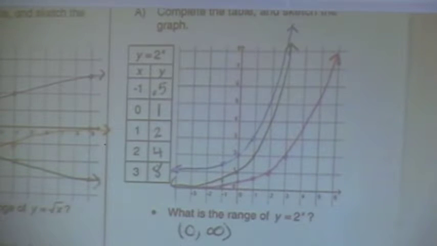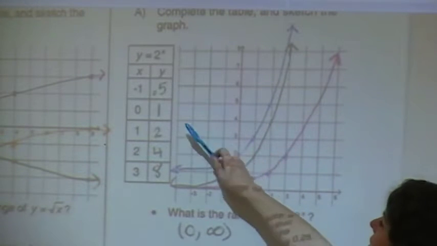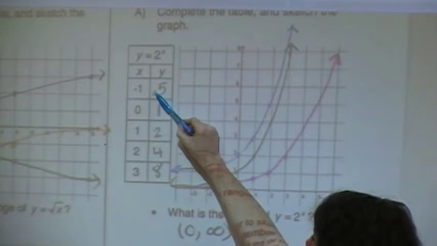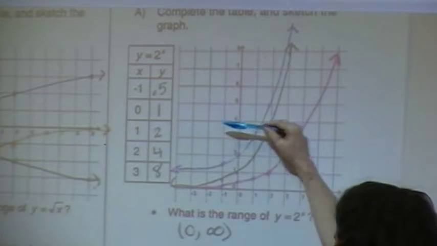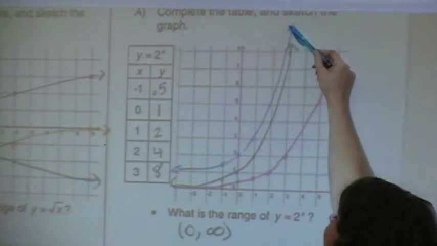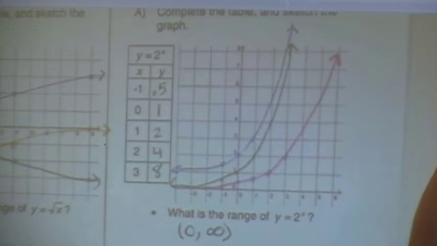It was translated 1 unit vertically. Translation is addition. So I added 1. So I took all of my critical values and I just added 1, to my y value only. So this one becomes 1.5. So that's this dot. This became 2. This became 3. That became 5. And that one would have been 9. So it was up there. So that's what it looks like.